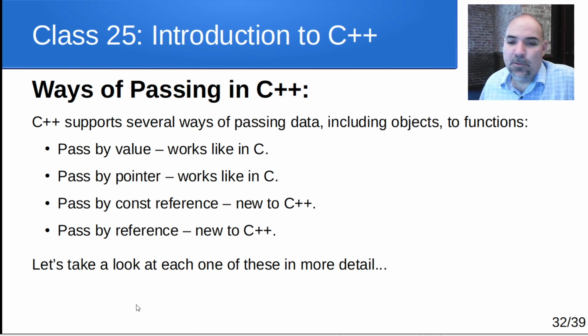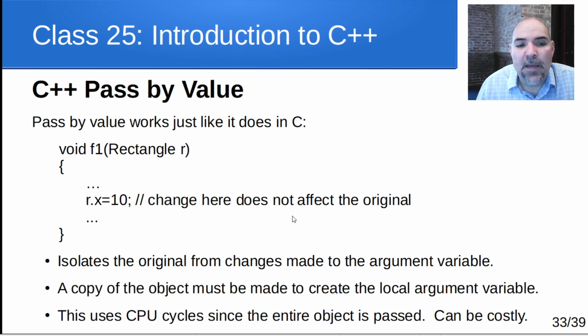C++ supports several ways of passing things to functions, two of which we've seen before in C, and they work just like they did in C. Again, C++ is a superset, but there are two new methods I'm going to look at today as well. So let's take a look at each one of these in detail. The first one is pass by value. Pass by value works just like it did in C: we just put the type of the object here, Rectangle r. And then inside of the function, we would access it, and it would not change the original.